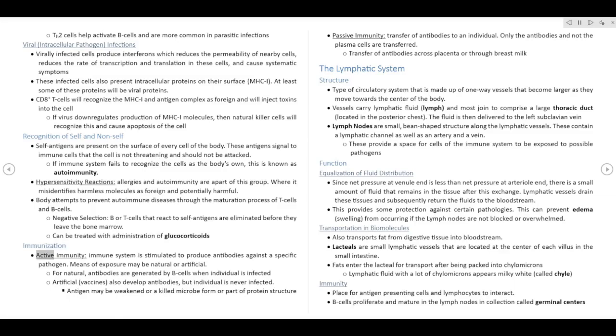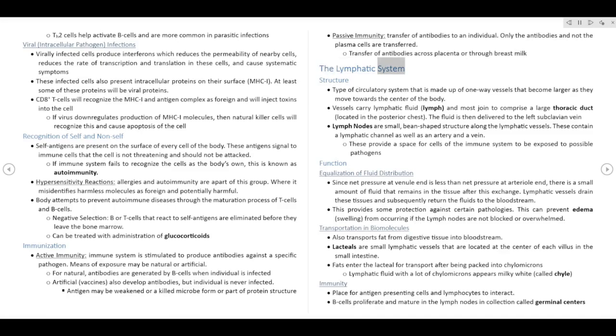Immunization. Active immunity: the immune system is stimulated to produce antibodies against a specific pathogen. Means of exposure may be natural or artificial. For natural, antibodies are generated by B cells when the individual is infected. Artificial, vaccines, also develop antibodies, but the individual is never infected. The antigen may be a weakened or killed microbe form or part of a protein structure. Passive immunity: transfer of antibodies to an individual. Only the antibodies and not the plasma cells are transferred, through the placenta or through breast milk.